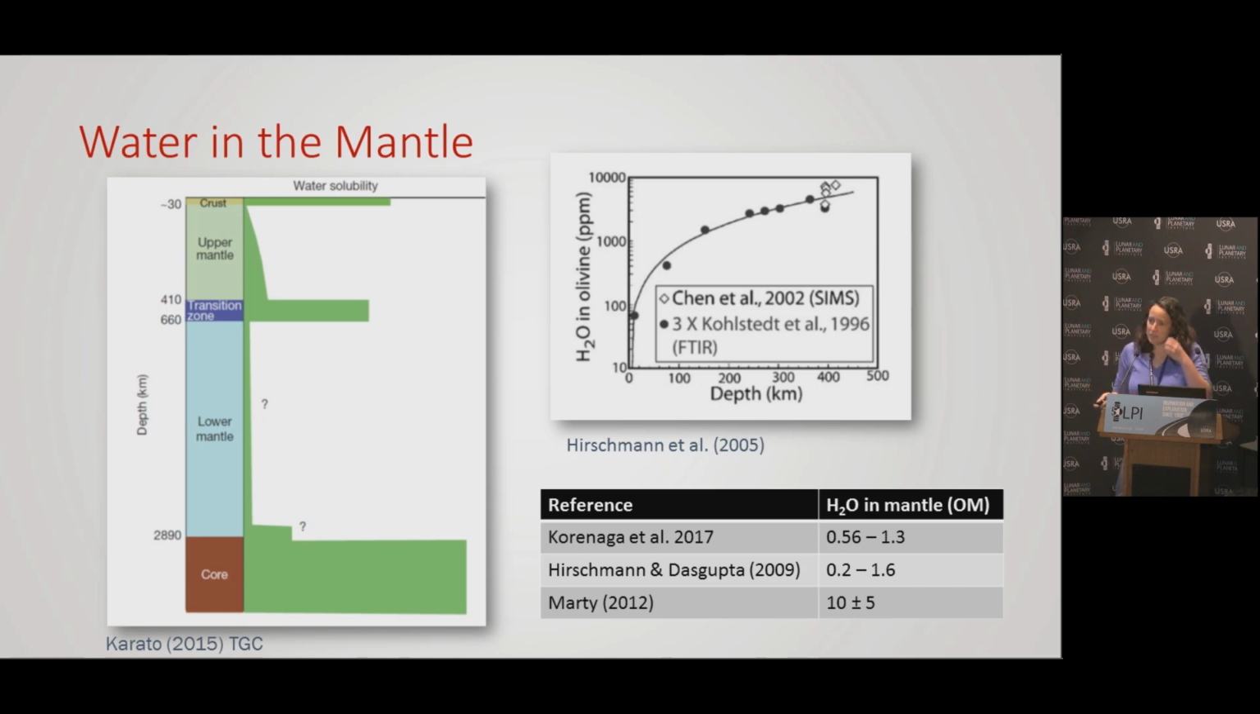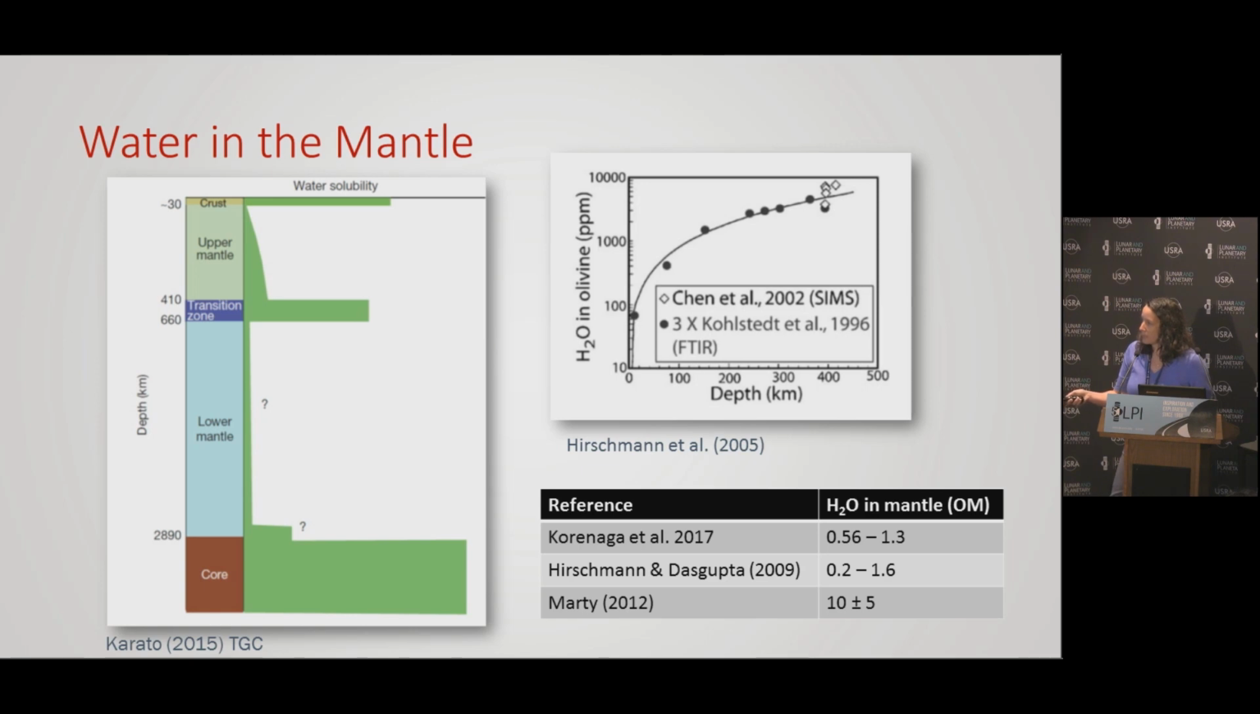And then we have this transition zone. So there are some higher pressure phases of olivine that seem to have a very high capacity to store water. And so there's two of them, ringwoodite and wadsleyite. And in the lower mantle, the dominant mineral is bridgmanite, which seems to not be able to store a lot of water. And so we think that this is a much drier region of the mantle.